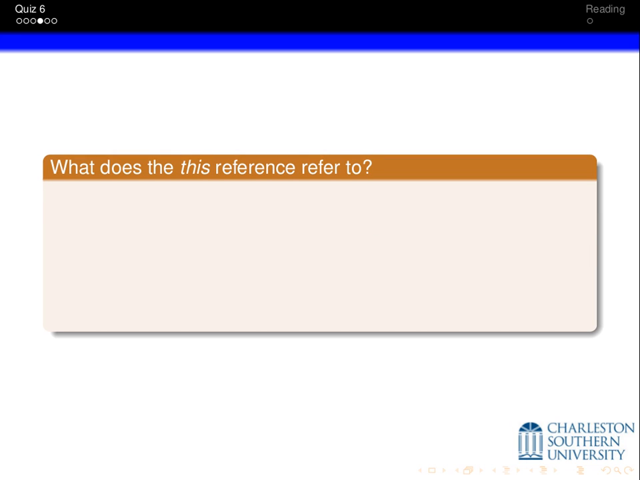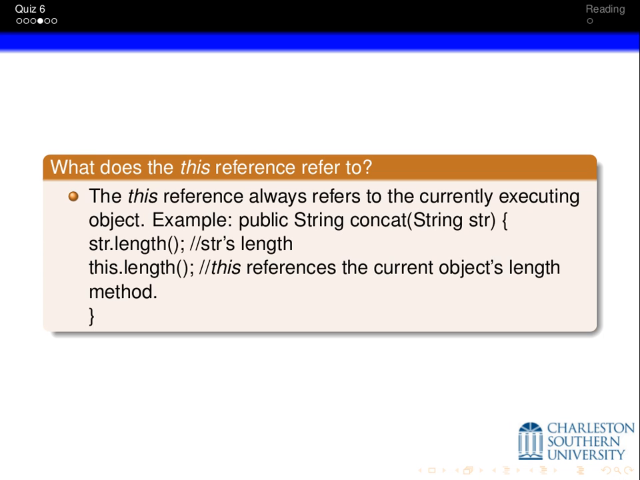All right. What does the this reference refer to? The current one. The current what? The current object. The current object that's executing. So you use it inside your class. It refers to the current executing object. So public string concat(String str): str's length, this.length, the current object's length method. Any questions about this? It's important to understand what this is, even though it's a pronoun.